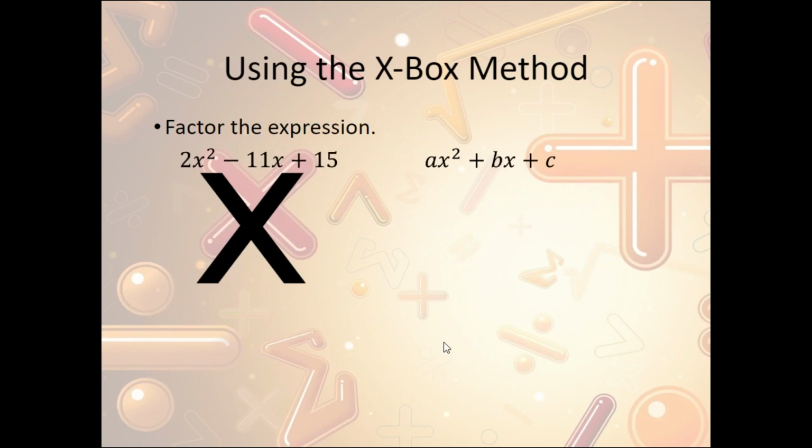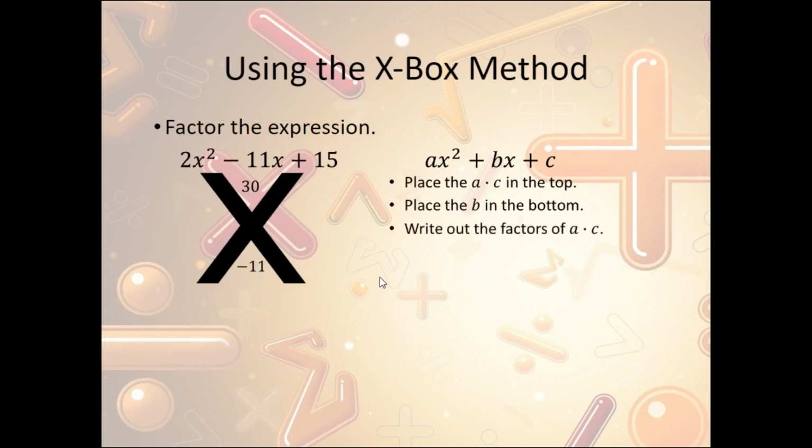Let's look at another example. We have 2x squared minus 11x plus 15. So again, put a times c in the top. So a times c is 2 times 15, which is 30. And put b in the bottom, which is negative 11. So we need two numbers that multiply to get 30 and add to get negative 11.